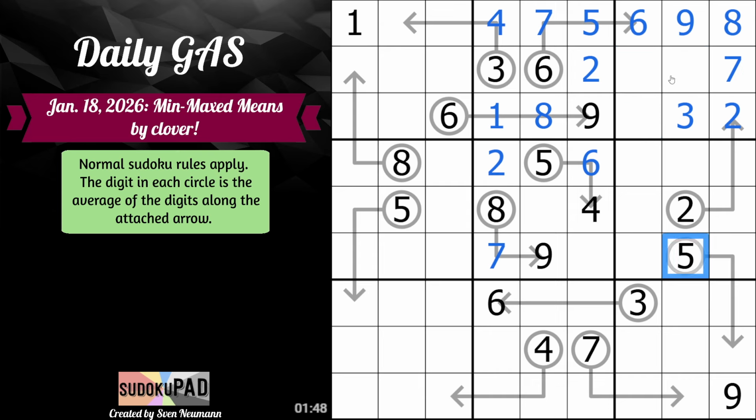1, 4, 5. I can't do better right now. 1, 5. We already knew 5 went in these 2 cells. We already knew 1 went in these 2 cells. 24 has to be 7, 8, 9, because of the 8, 9 pair. 7, 8, 9.